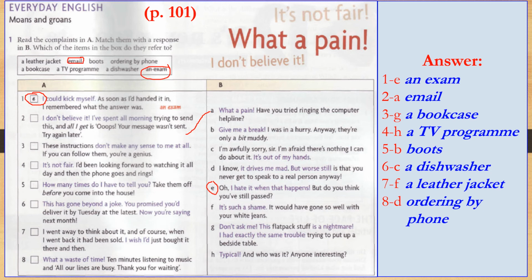How about trying ringing the computer helpline? This is the response regarding the problem in here, right? And how about number three? Number three is about letter G. Where's letter G in here? Let's go together. And the thing is about a bookcase.